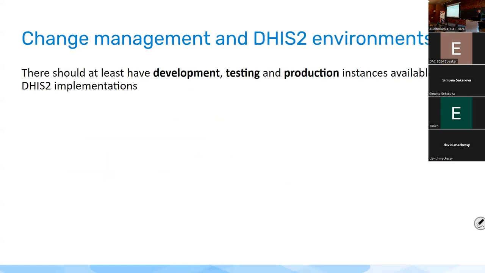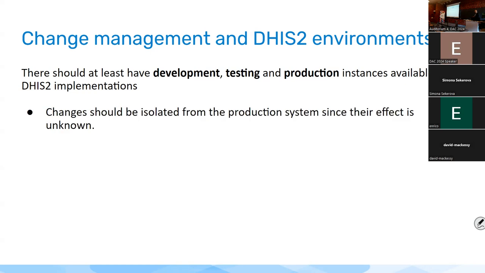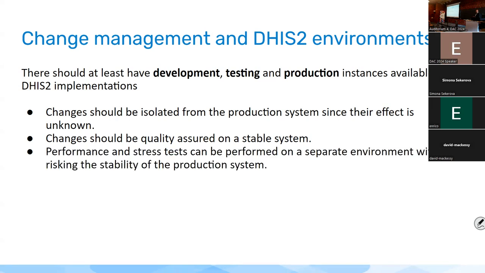I mean, in terms of Bob and Tito, you talked a bit about having staging instances and test instances and some of the challenges of doing that in large systems. But you should really have a production instance, a test instance, and a development instance in all implementations. Because you want to be able to make changes, work on changes over time without affecting the production systems. You need to be able to test and quality assure the changes without affecting the production system. You need to be able to do some performance testing without affecting the production system, be able to document the changes.